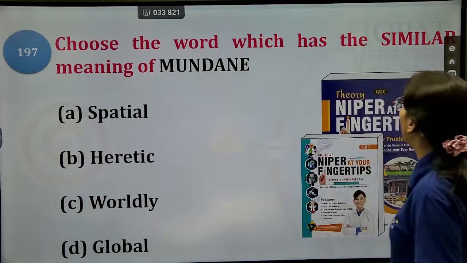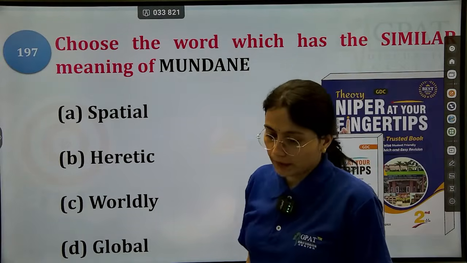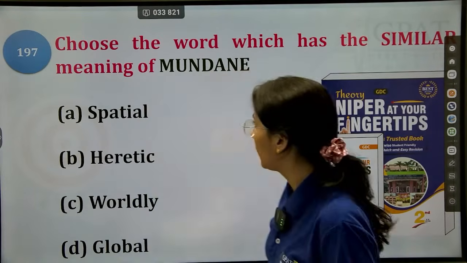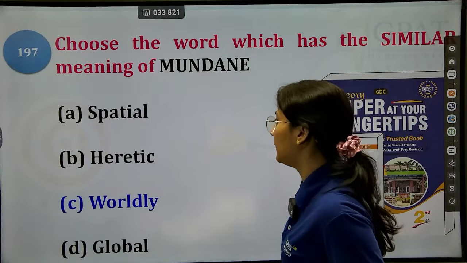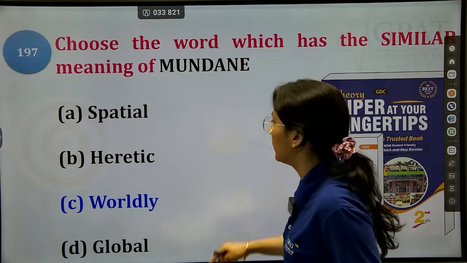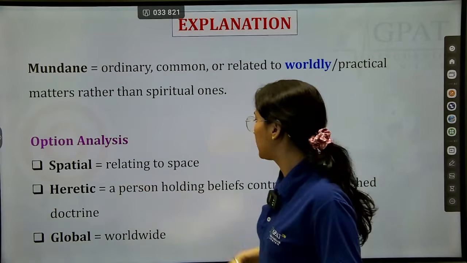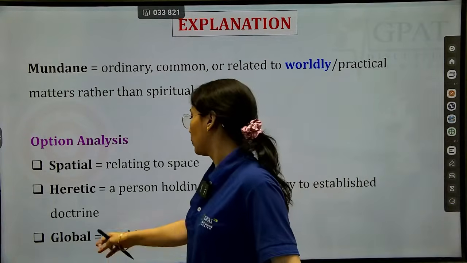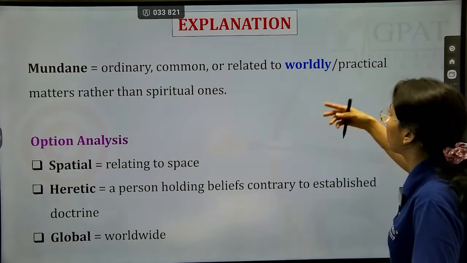Now choose the word which has the similar meaning of mundane. Mundane means something very ordinary, routine, or lacking excitement. Special, heretic, worldly, global. The answer is worldly. Special is related to space, heretic is a person holding beliefs contrary to established doctrine, global is worldwide. So mundane means ordinary, common, or worldly.